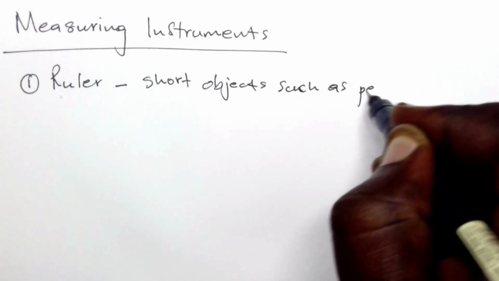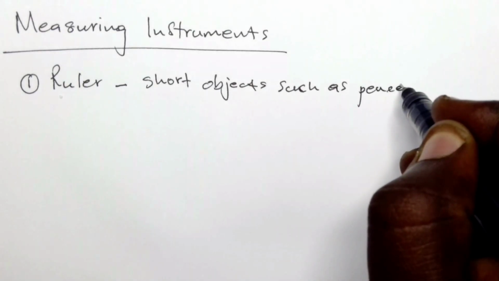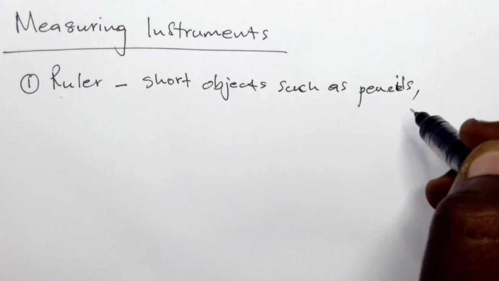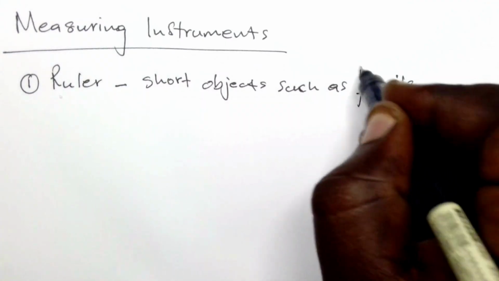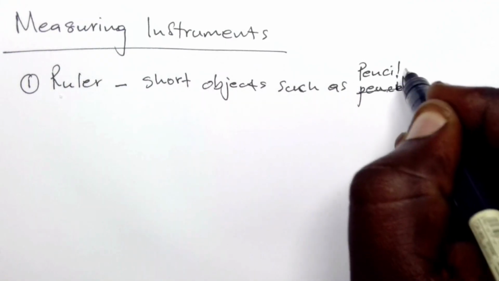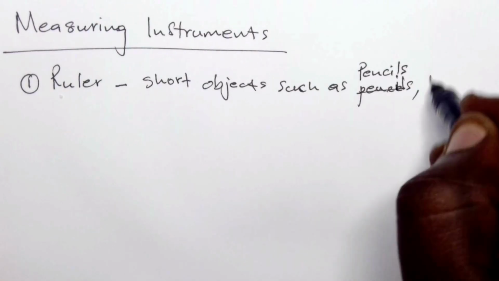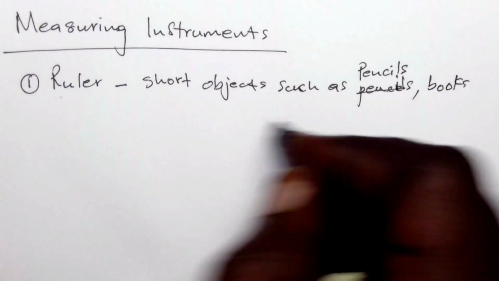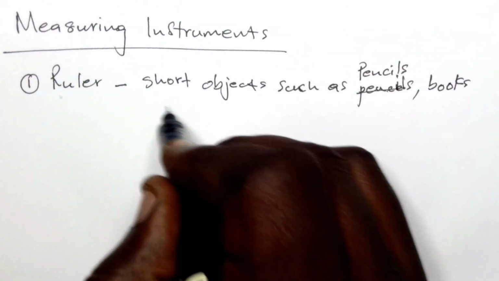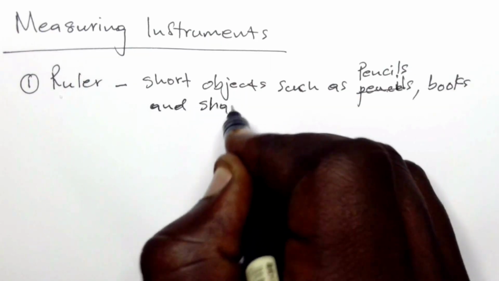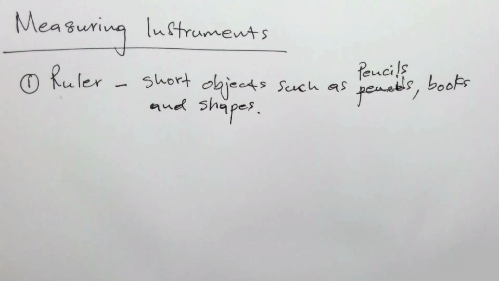Short objects such as pencils, and then books, and shapes. Short shapes. So my point is, you need to know when to use this instrument.